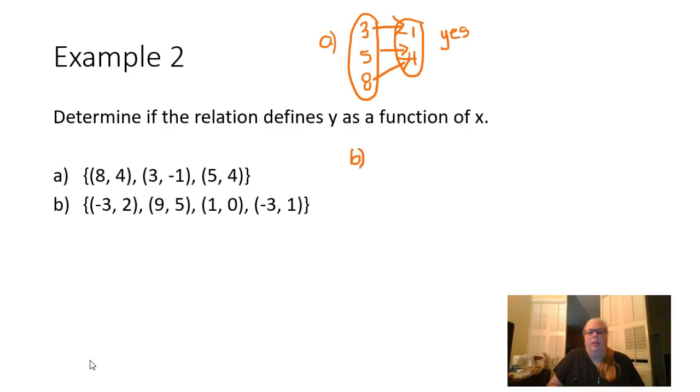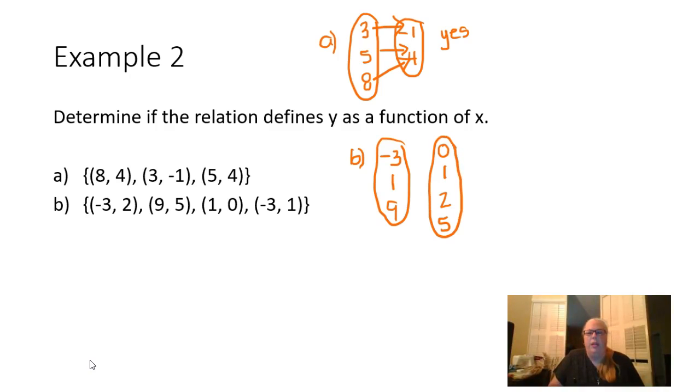For B, I'm going to do the same thing. I'm going to list my domain elements in an oval, and that's going to give me negative 3, positive 1, and positive 9. Here's my domain elements. And then my range elements are going to be 0, 1, 2, and 5. And now I'm going to draw arrows that pair up my domain elements to the range.